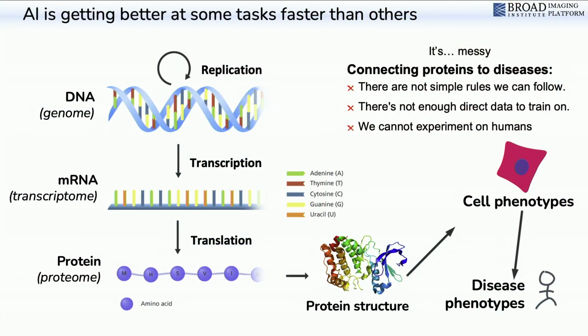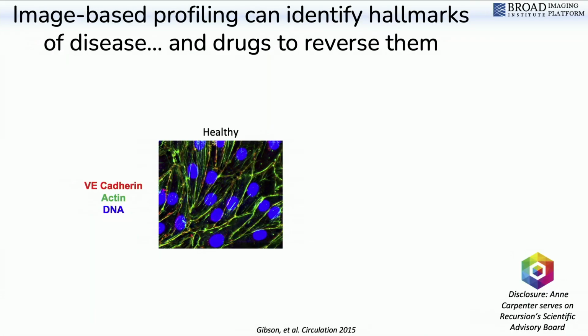So I would like to propose cell phenotypes as a way to bridge this gap between what our genomes and transcriptomes and proteomes are doing and how the disease phenotypes end up. And I think AI can accelerate this. So how can we do this?